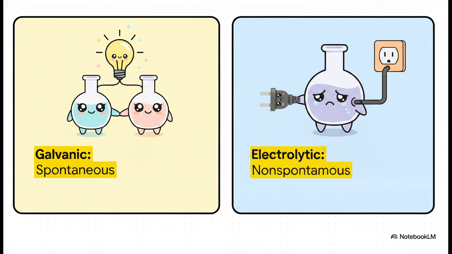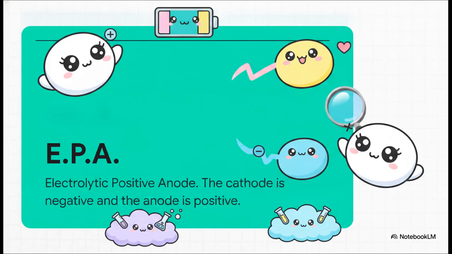Electrolytic cells, on the flip side, are non-spontaneous. They happen in a single container, and they need an external battery or power supply just to force a chemical change to happen. Let's see how this builds on what we already know. While electrons still flow from anode to cathode, the polarity of the electrodes is completely reversed in an electrolytic system.